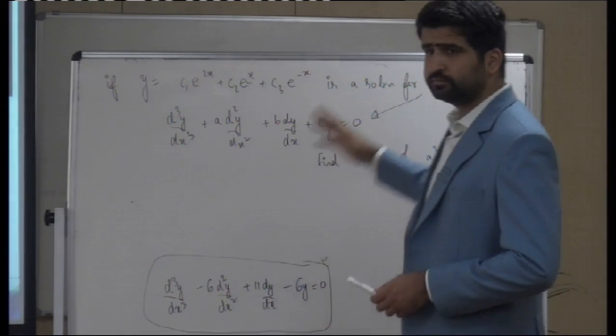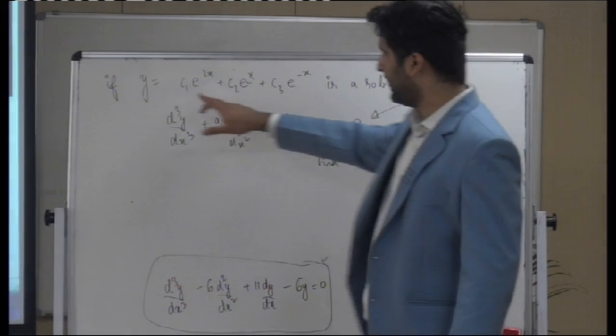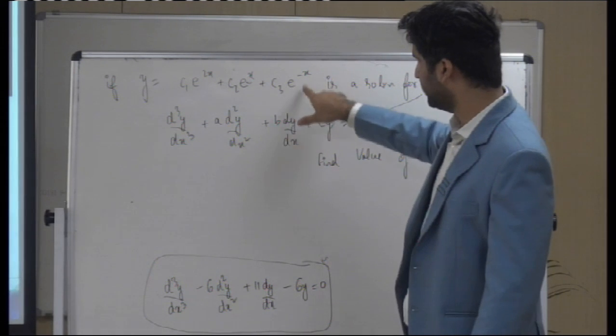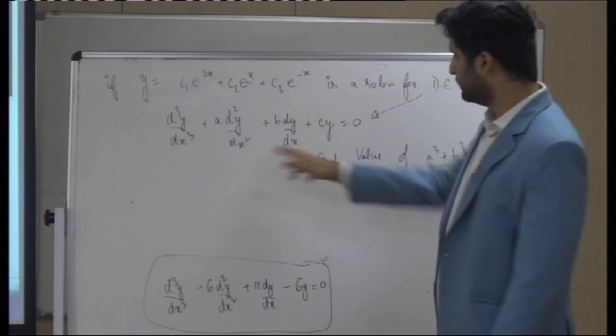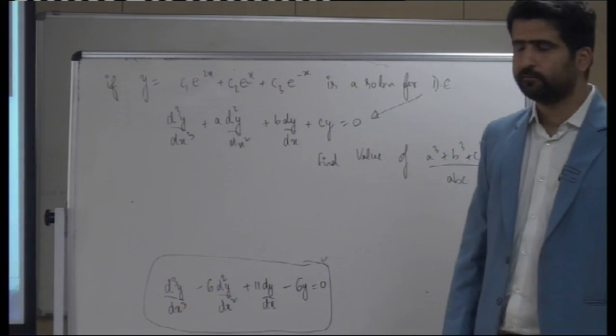Can you do it? So this function y is equal to c1 e to the power 2x plus c2 e to the power x plus c3 e to the power minus x. This is a solution for this differential equation. Find the value of a cube plus b cube plus c cube upon abc.